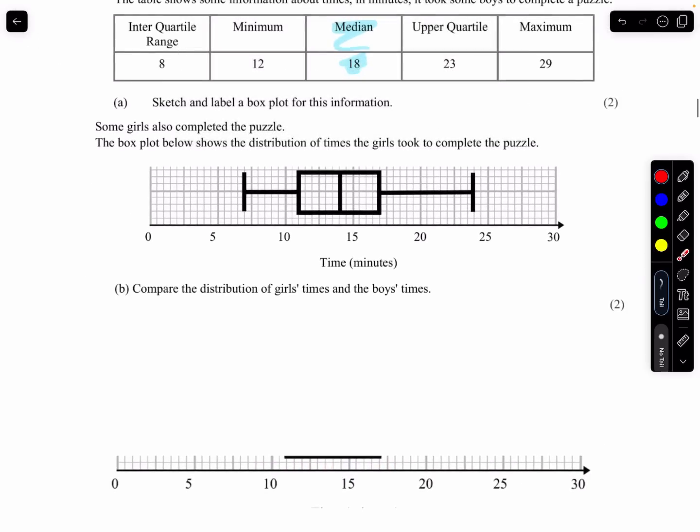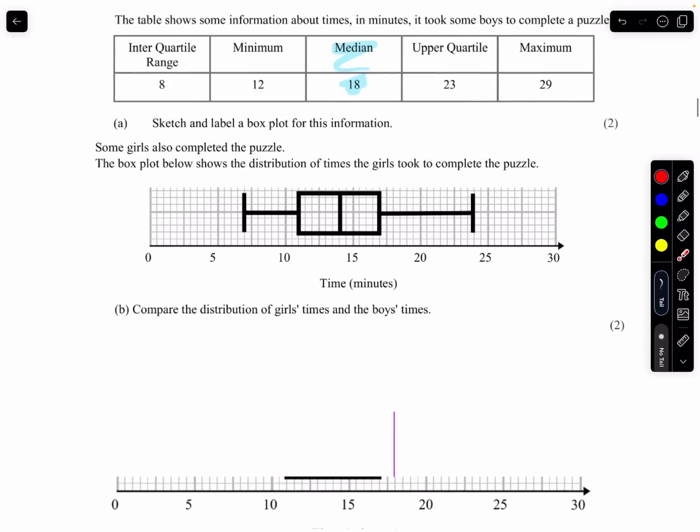So what do I want? I wanted 18, didn't I? So 15, 16, 17, 18, right there. I want to draw my median line right there. So let's just do it there, like that. Okay, we're going to have to ignore this. This was part of here when I copied it, all right? So just ignore that. Right, the upper quartile is 23.